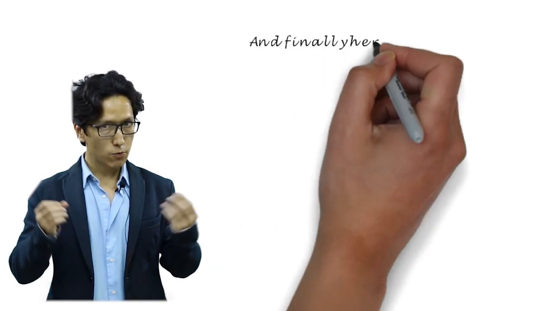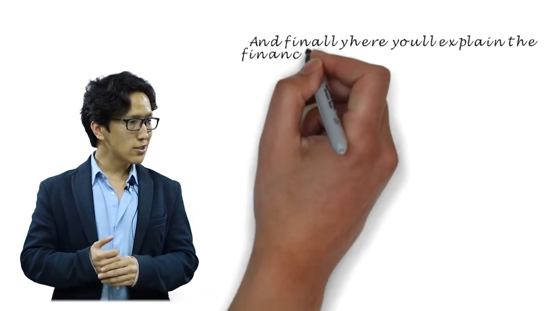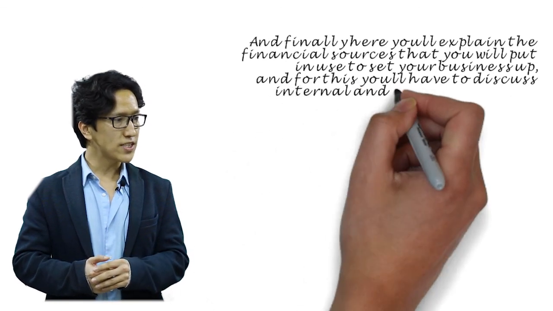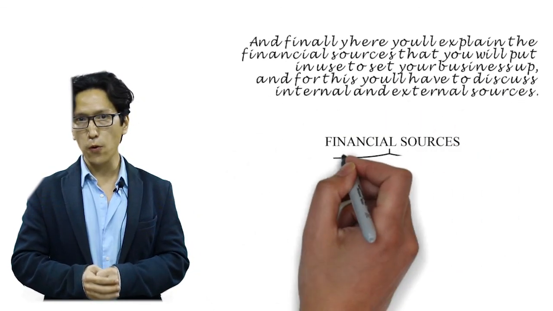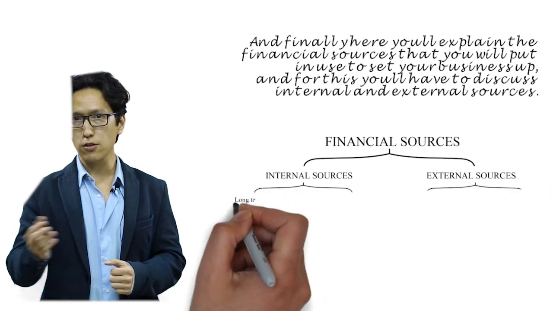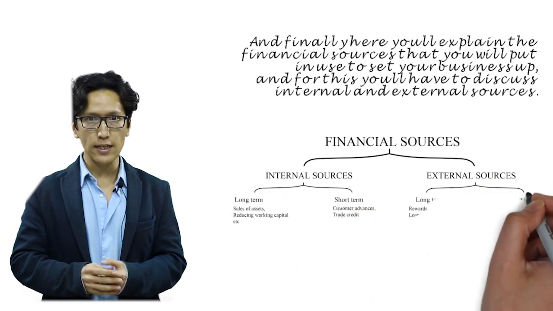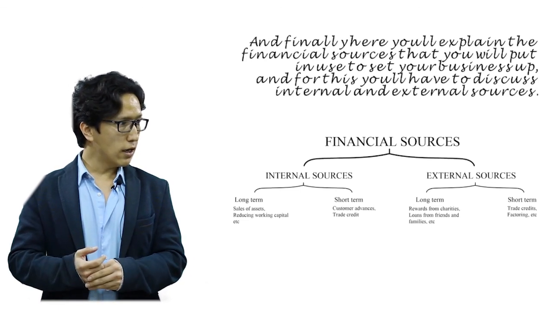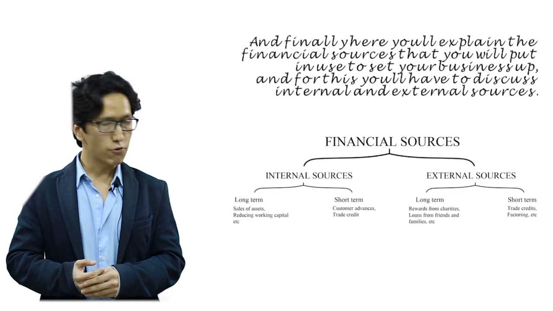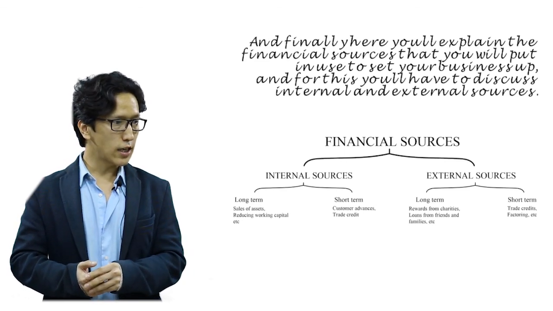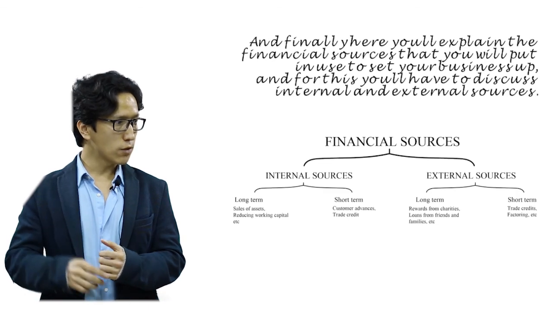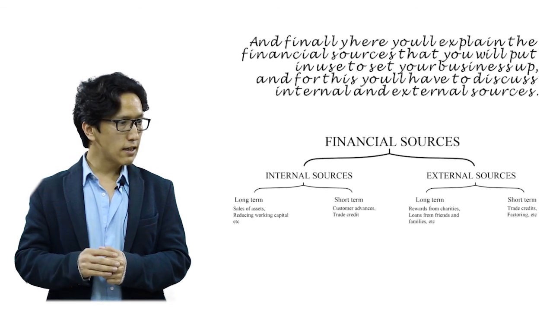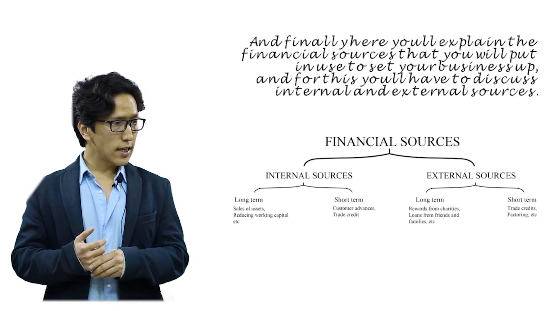Now, in part 6, which is the final part, you are required to explain the financial sources that you use in order to set up your business, and you'll have to discuss both the internal sources of finance and external sources of finance. Now, internal sources of finance will be those that refer to the money that you use, such as sale of assets, reducing your working capital. In addition to that, you might want to consider short-term internal sources of finance, such as customer advances, financing, factoring, rewards, and so on and so forth.